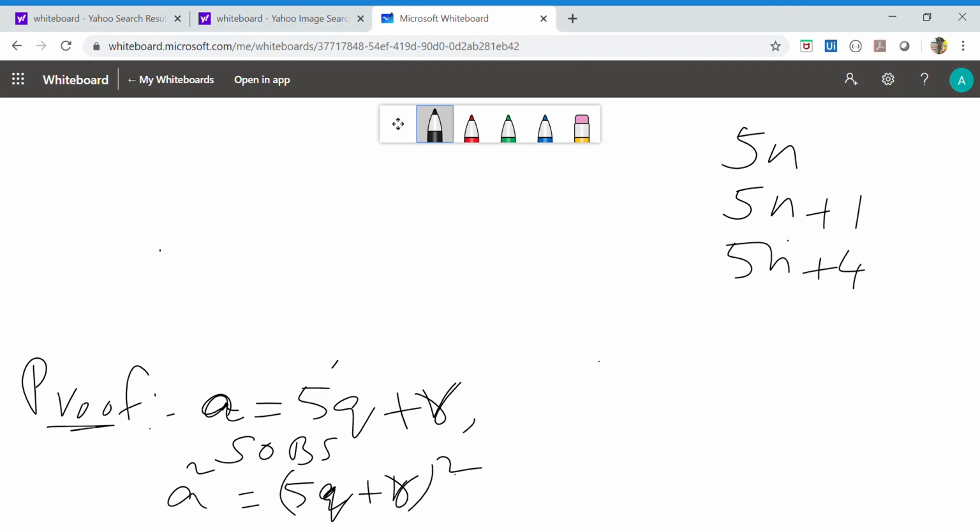First, before explaining the proof, I will take an example. Suppose you take the square of any number. Suppose you take 5 square. 5 square is 25. 25 is in the form of 5 into 5, so it is the 5n form. Take 6 square. 6 square is 36. How can you write 36?